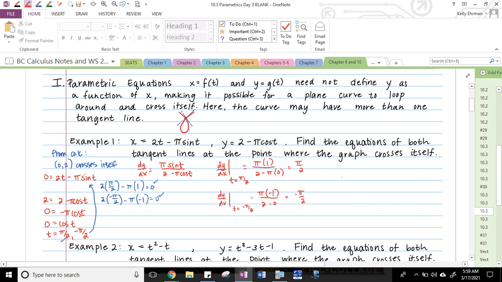All right, so our equations, I can combine them into one if I want to, since it's just plus or minus. The ordered pair that we're talking about is where the graph crosses itself, so it's (0, 2). So y minus 2 equals plus or minus pi over 2, and then it would be x minus 0, or you could just write x. Or you could add the 2 to the other side.